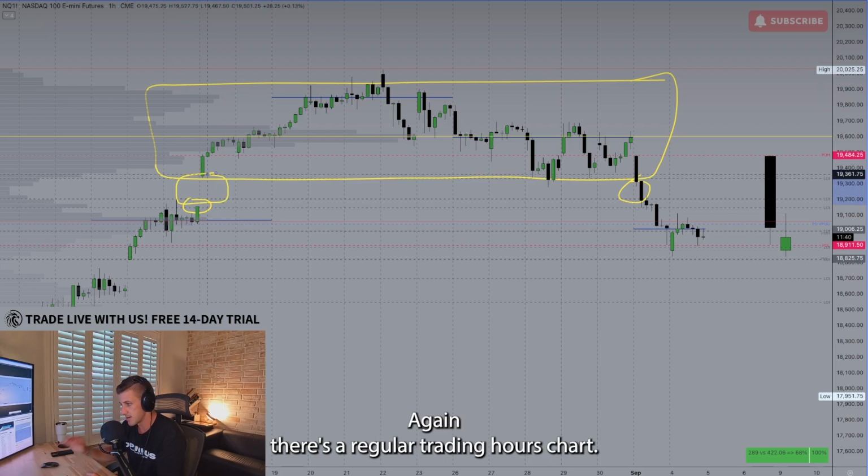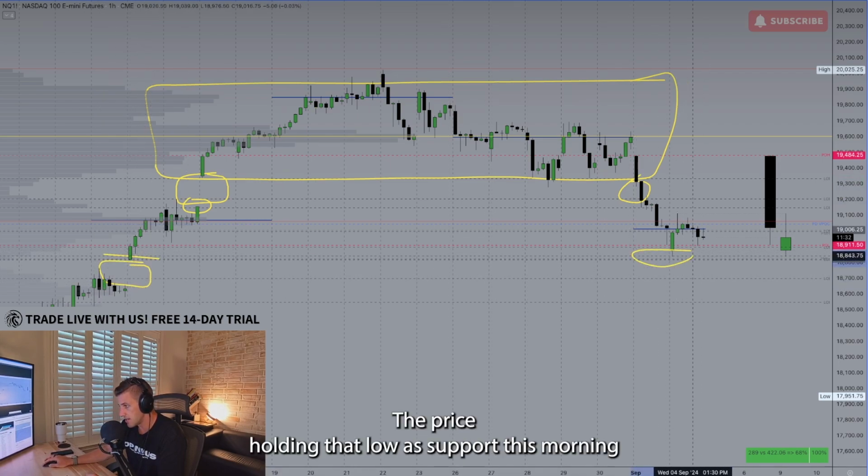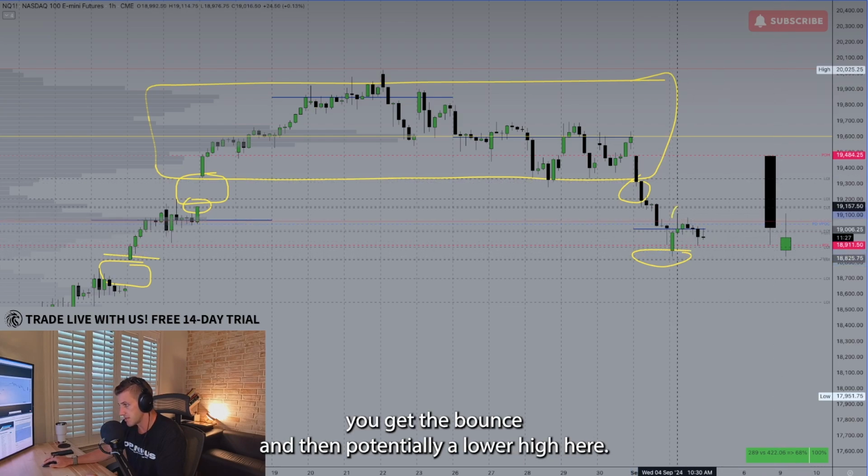Again, this is a regular trading hours chart, the hourly chart. Another gap that is unfilled right down here. Price holding that low as support this morning. You get the bounce and then potentially a lower high here.